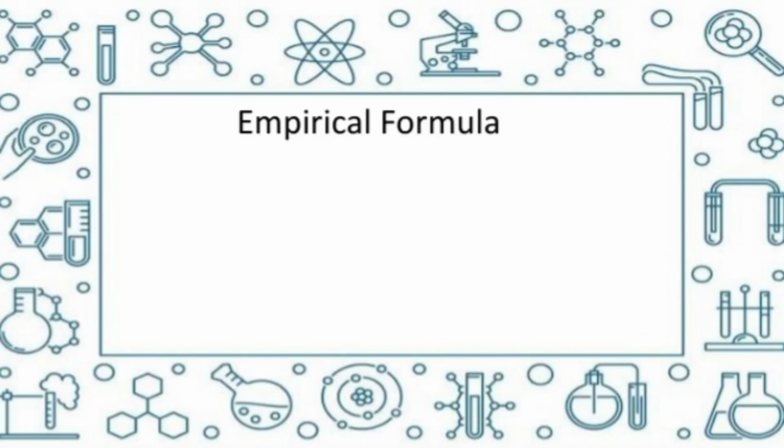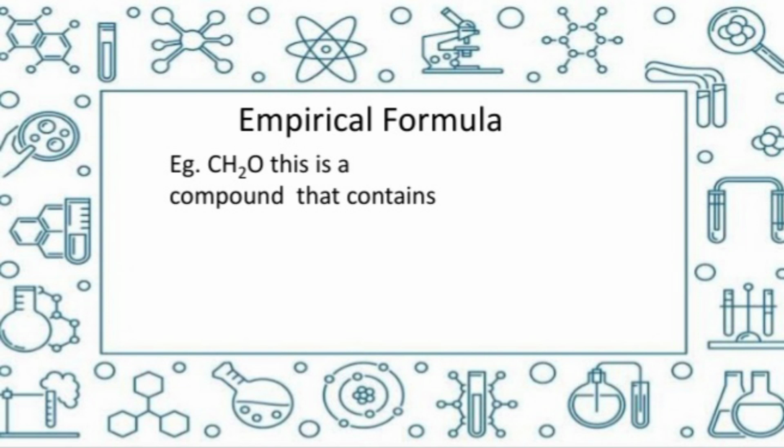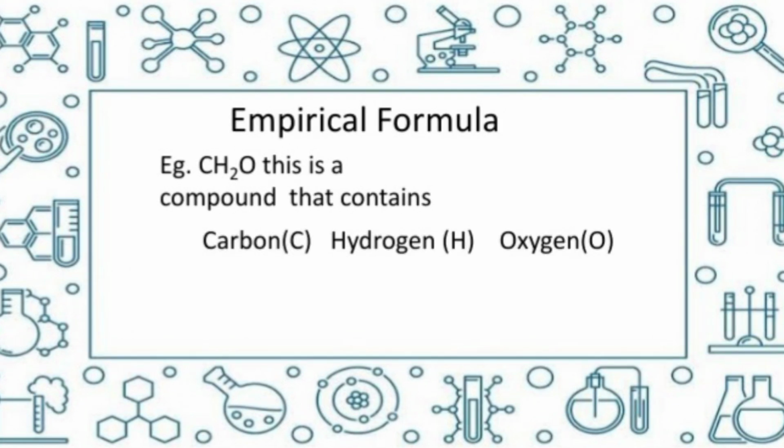Empirical formula is a chemical formula showing the simplest ratio of elements in a compound. For example, formaldehyde is a compound that contains carbon, hydrogen, and oxygen. These three are elements contained in formaldehyde.